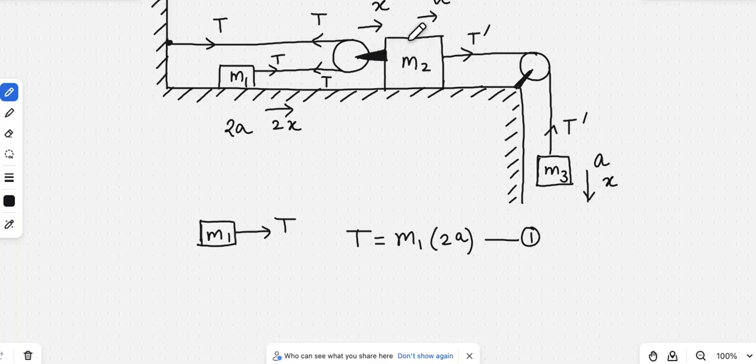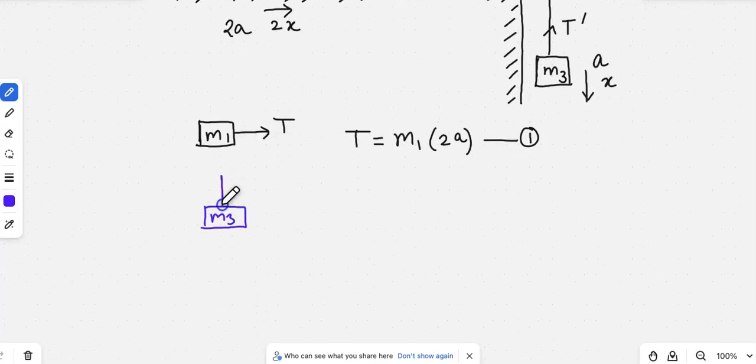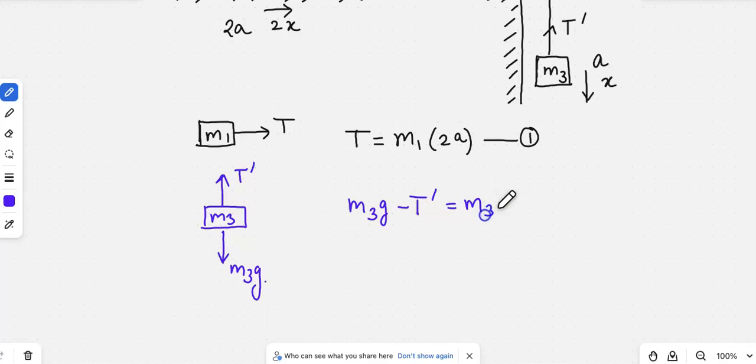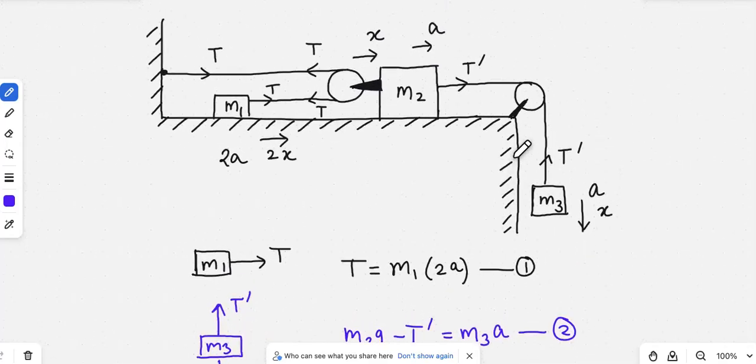Now let's write the equation for mass m3. Okay, so I will use a different color for that. Mass m3. This is mass m3. Upward force is T dash. Downward force is m3 times g. And you have m3g minus T dash is equal to m3 times a as your second equation. Because it is going down, right? m3g is greater than T dash.